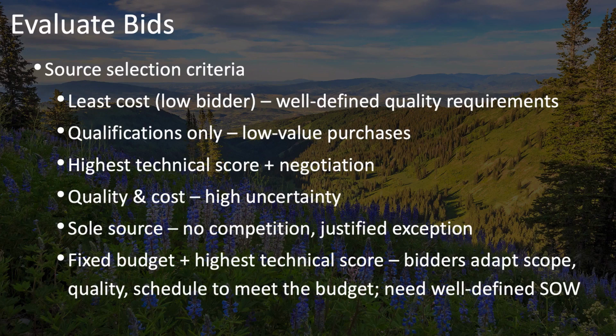One popular option is to go with the highest technical score and then negotiate the terms after that. In this process, it's a multi-phase analysis or evaluation of the criteria, and you pick the vendor that has the best technical score and then sit down and negotiate with them. And as long as you can come to terms, then you go with that vendor. In a quality plus cost approach, you put a little bit more emphasis on the quality than on the cost, and this is suitable for projects that have a lot of uncertainty.